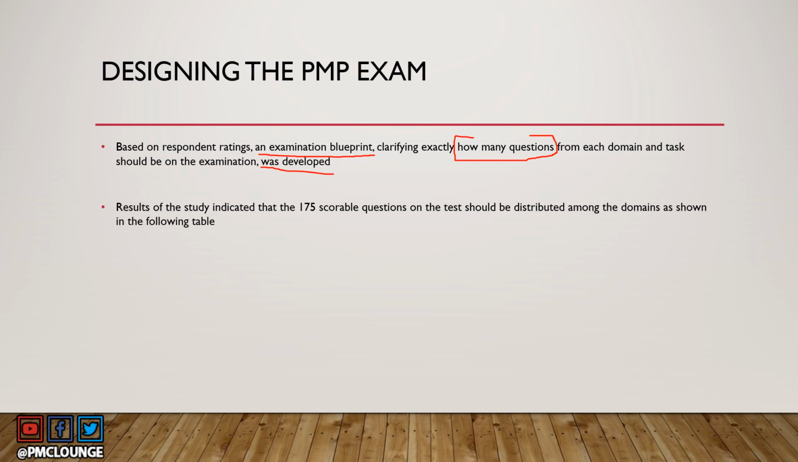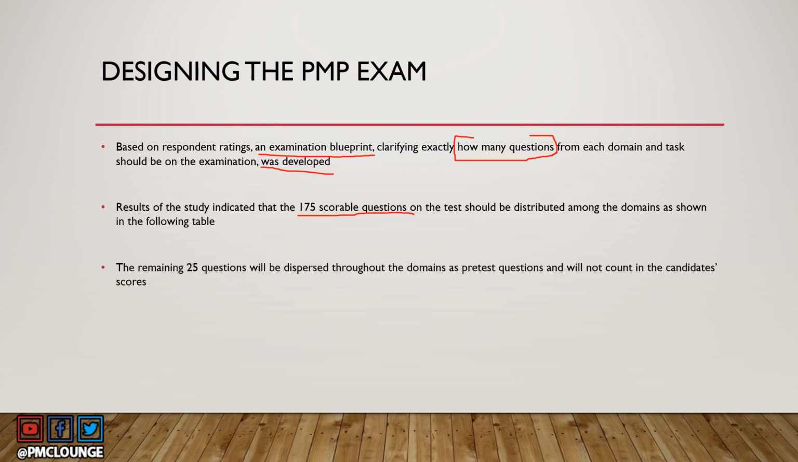The results of this study indicated that 175 scoreable questions on the test should be distributed among the domains as shown in the following table. So there's a table which we are going to discuss in the next slide. Remaining 25 questions, if you don't already know, PMP has 200 questions. So 175 are scoreable questions, while 25 questions are dispersed throughout the different project management domains, and these are pre-test questions, and these will not be counted in the candidate's scores. So this is important to note, there are 25 questions which are not counted towards the candidate's scores, and you as a PMP candidate will not know which these 25 questions are.